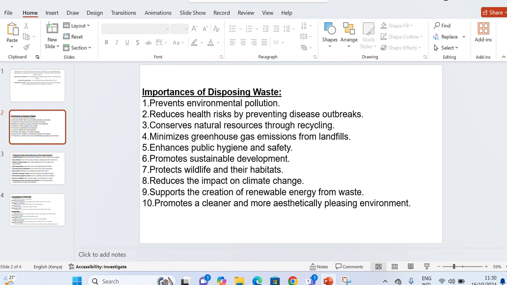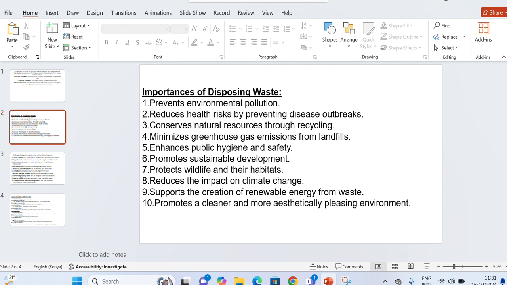The second one, reduced health risk. This will prevent diseases. The third one is conserving natural resources through recycling, and recycling is commonly encouraged by the government. The fourth one, it minimizes greenhouse gas emissions from landfills. The fifth one is that it enhances public hygiene and safety. It will promote sustainable development. The seventh one, it will protect wildlife and habitat.